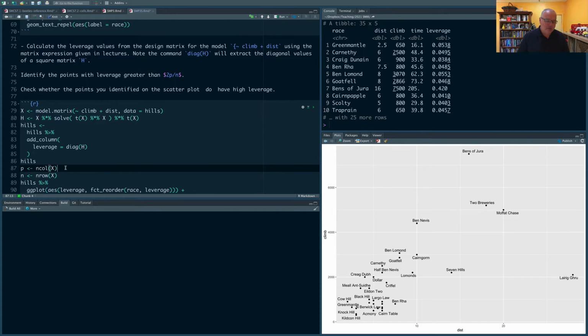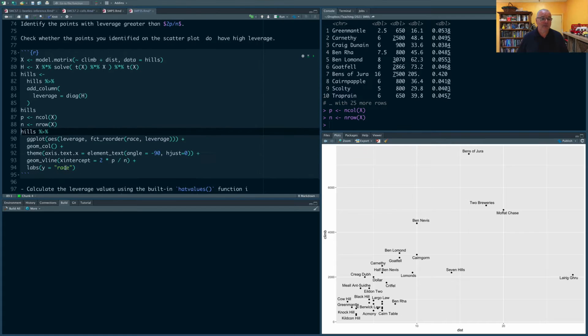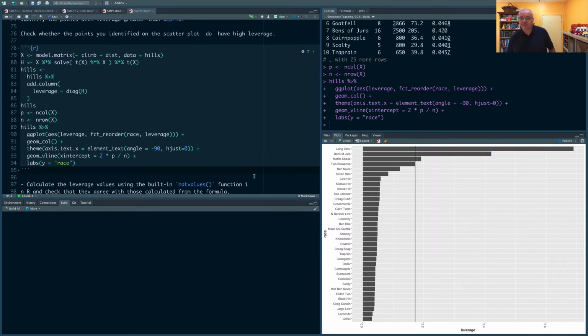We're now going to get the number of predictors, p, which is the number of columns of X. We're going to get n, the number of rows. And now we're going to plot leverage on the x-axis. We're going to order our races by leverage, add columns, rotate the x-axis, and put an intercept in at that cutoff point. So let's have a look at this plot and see what we've done.